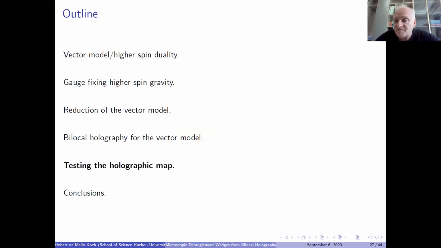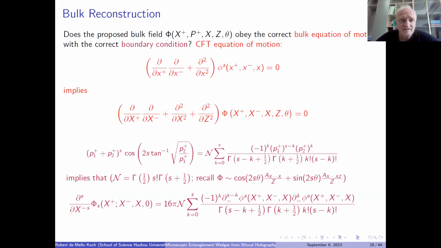Now that we've got the map, I want to see what this map reproduces about what we know about holography. Okay, so first of all, do we get a valid bulk reconstruction?